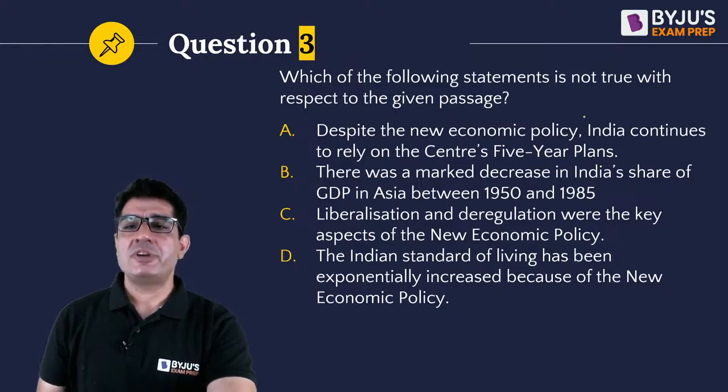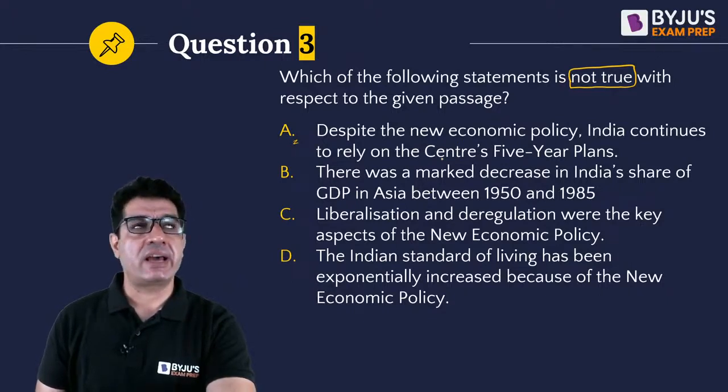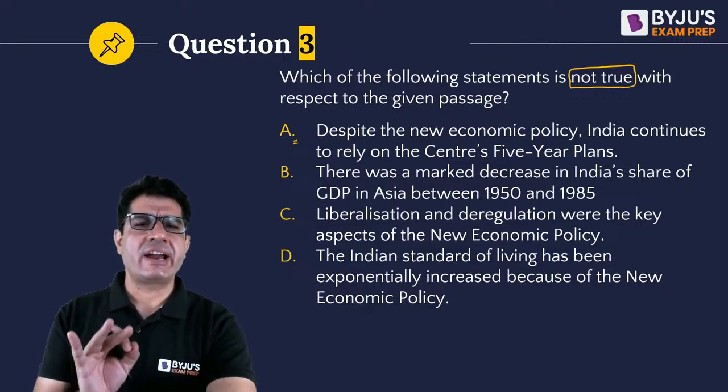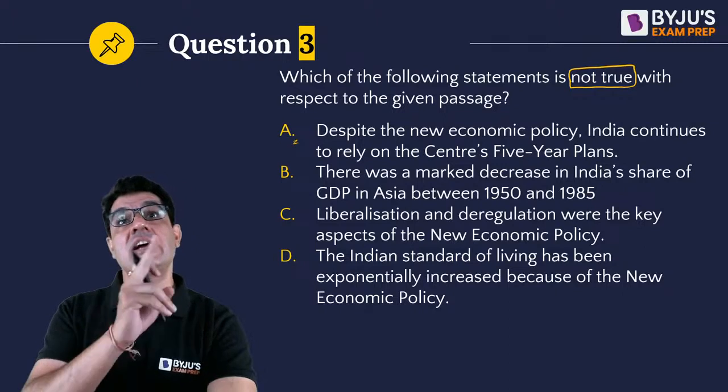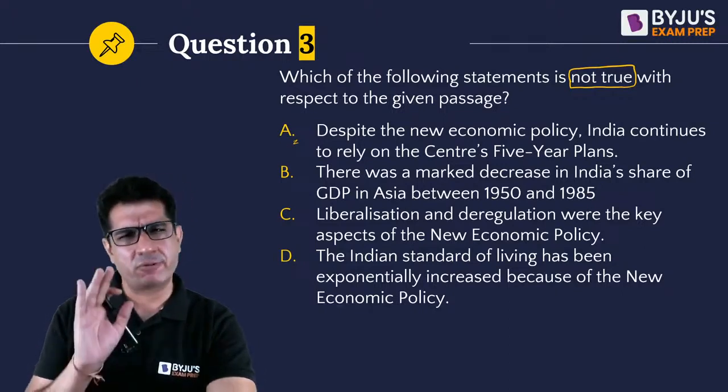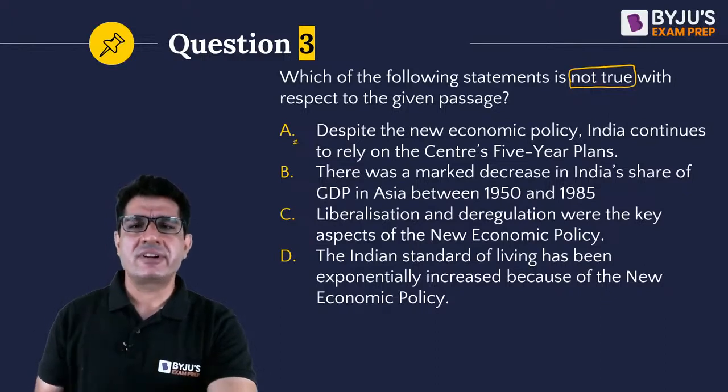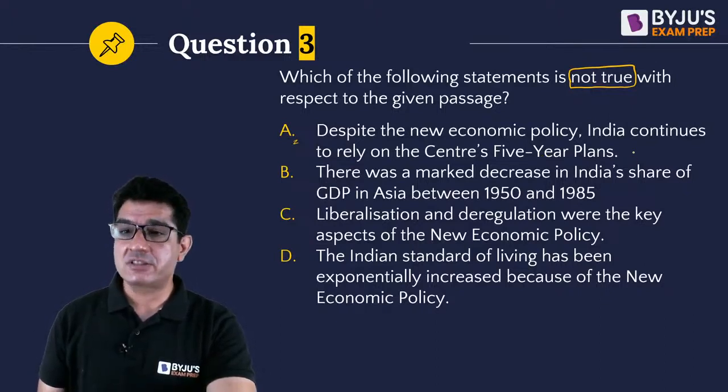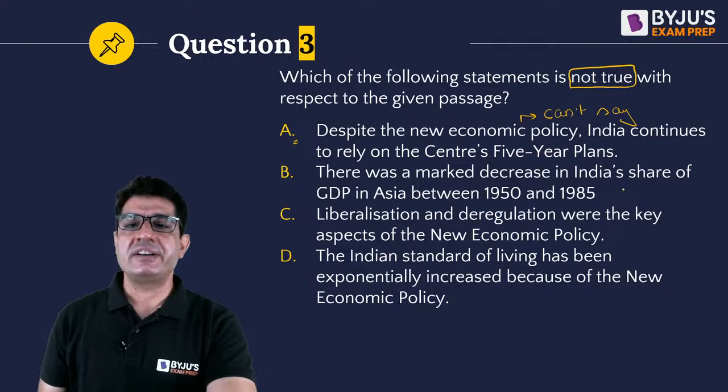Okay, so we are being asked which of the following is not true. So let's check A. Despite the new economic policy, India continues to rely on the centre's 5-year plans. Now, according to the passage, we relied on these 5-year plans in that previous pre-91-92 era for sure. Do we do that after 91-92 as well? On the basis of the passage, this cannot be determined, and therefore the label that we should apply is can't say. Let's have a look at B. There was a marked decrease in India's share of GDP in Asia between 1950 and 1985. That's true.